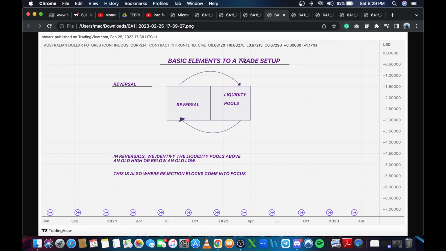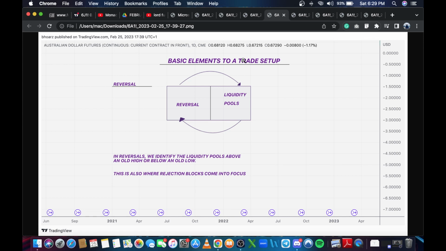So if current order flow was bullish, reversal will be the market going from a bullish delivery state to a bearish delivery state. If the current market delivery is bearish, then reversal will be the market shifting from a bearish delivery state to a bullish delivery state. When we identify reversals in price, we are primarily concerned with liquidity pools, and this is where rejection blocks can also come into focus.